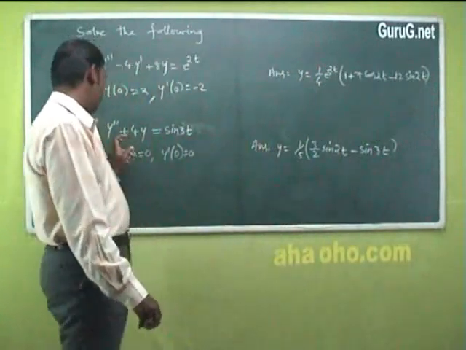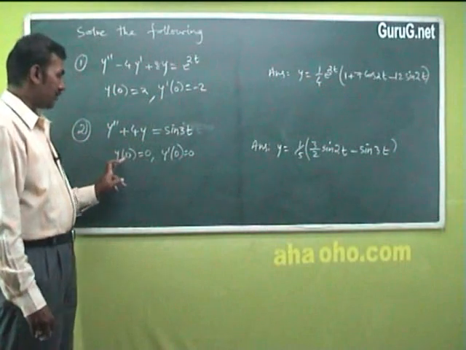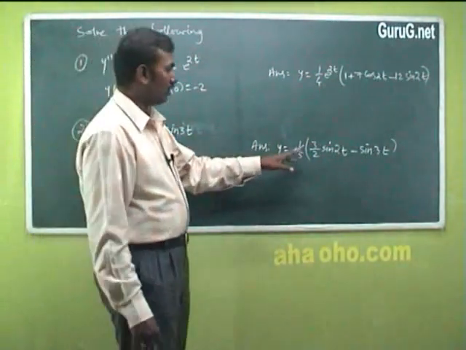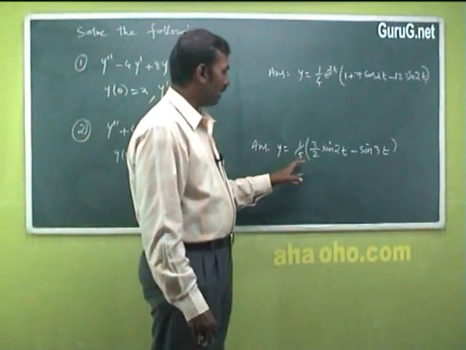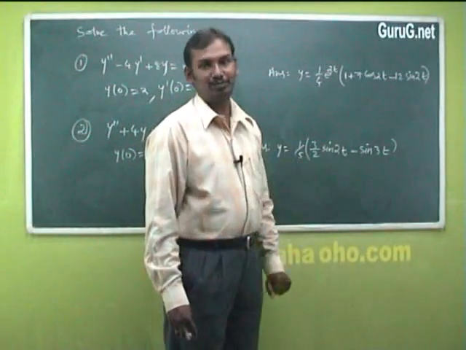The second problem, y double dash plus 4y equal to sin 3t with y of 0 equal to 0 and y dash of 0 equal to 0, and y equal to this answer, right? So 1 by 5 into 3 by 2 sin 2t minus sin 3t, right?